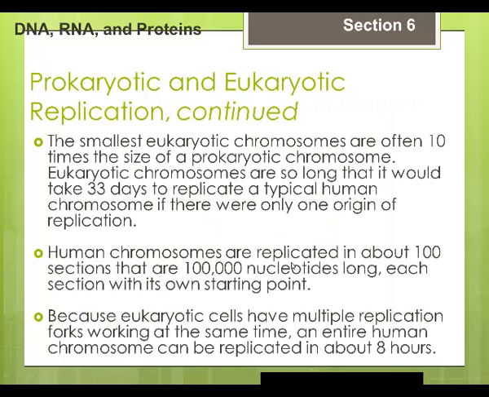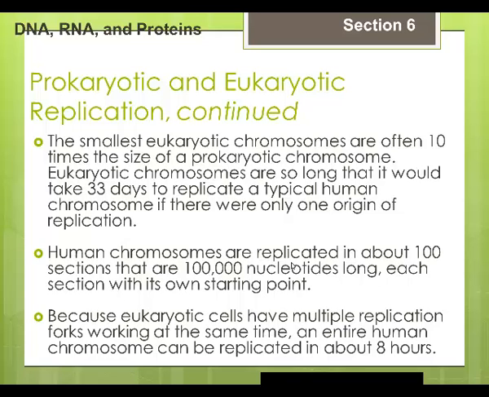The smallest eukaryotic chromosomes are often 10 times the size of prokaryotic chromosomes. So our chromosomes are much larger than any prokaryotic type of chromosome. Eukaryotic chromosomes are so long that it would take 33 days to replicate a typical human chromosome if there were only one site of origin. That would be a long period of time for your DNA to make copies, which would slow down cell division, so you'd grow much, much slower.